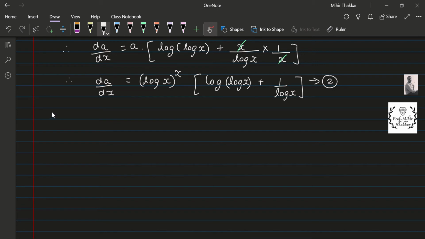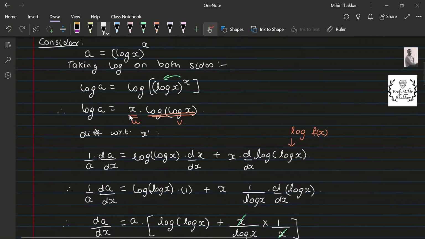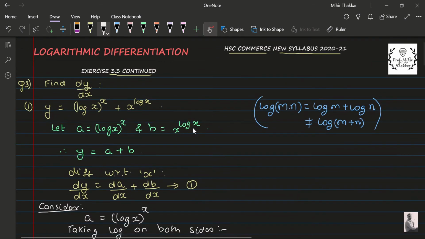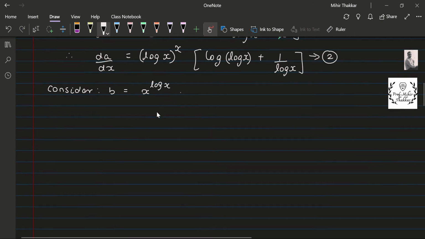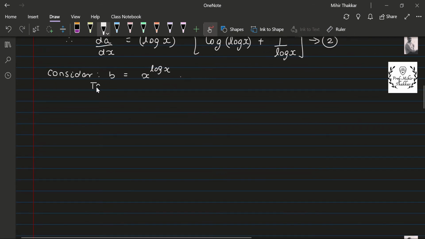We consider over here b. You can check, it is x to the power log x. Again, it is variable raised to a function. So when it is variable raised to a function, again we have to take log on both the sides first of all.